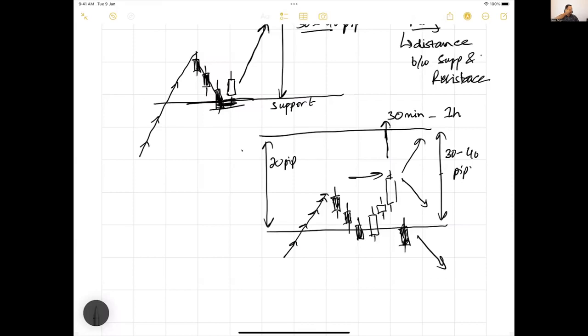Why the 30-minute or the 1 hour time frame? Excellent question. This has to be a very good question. And the reason why the 30-minute or the 1 hour is because these are strong confirmation time frames.